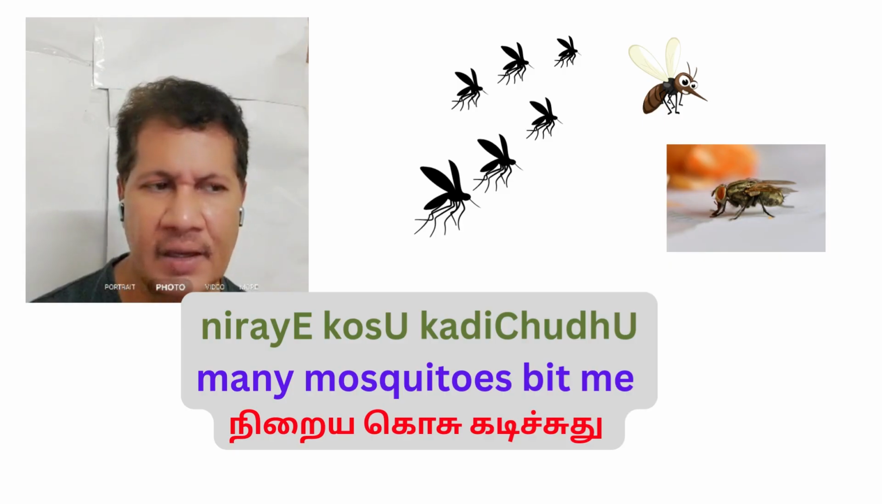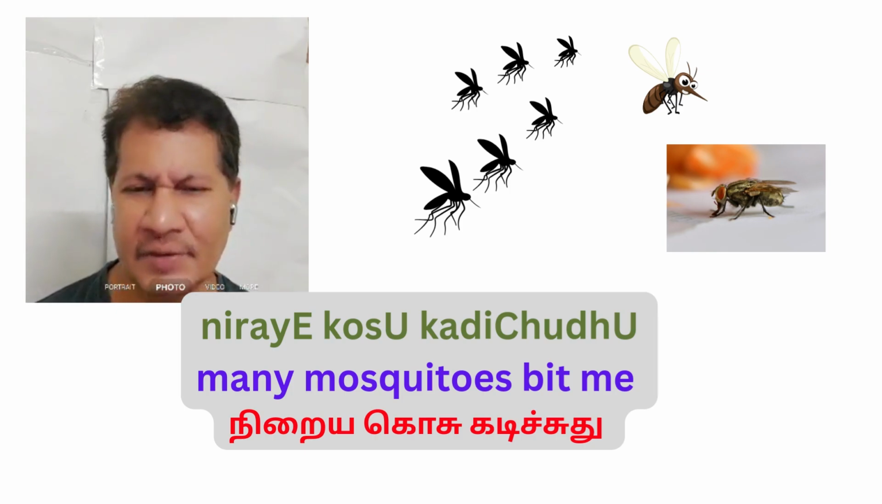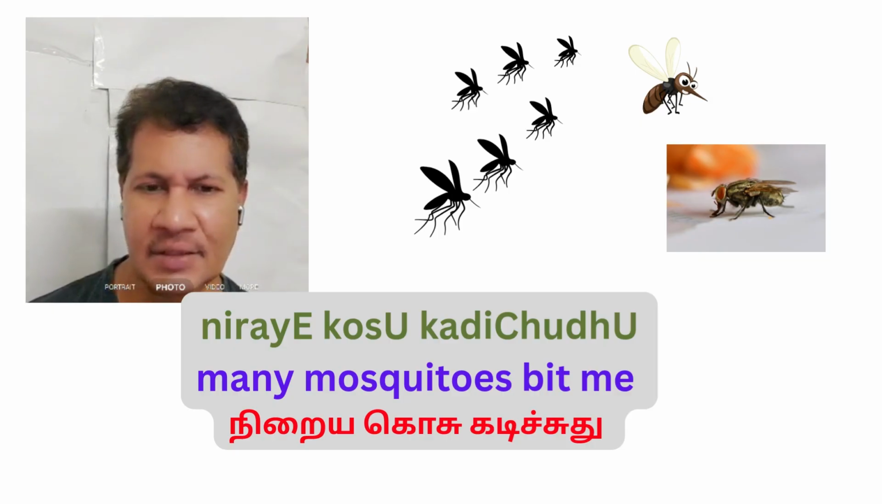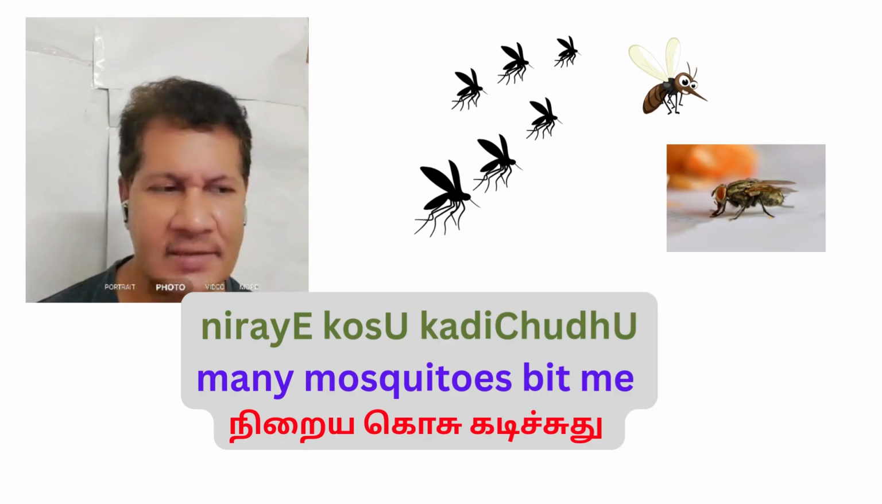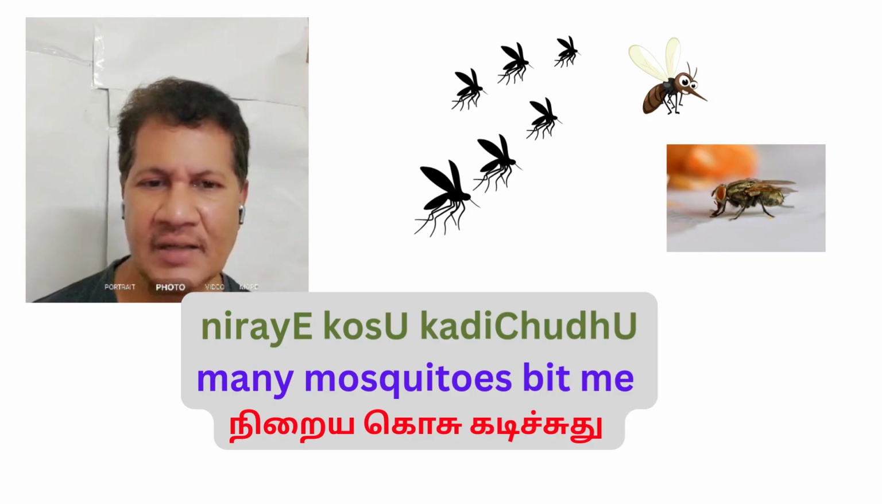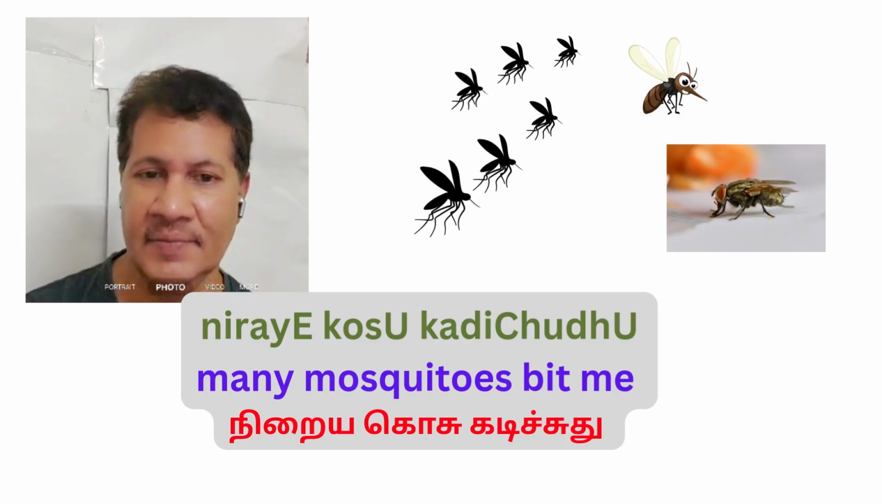மொய்க்குது. We never say நிறைய ஈங்க மொய்க்குதுங்க. Nobody. So we don't give so much respect to mosquitoes, and so it's always நிறைய கொசு ராத்திரி கடிச்சது. நிறைய ஈ மொய்க்குது. So it's very simple. We don't take it very seriously. But you have to take it seriously.